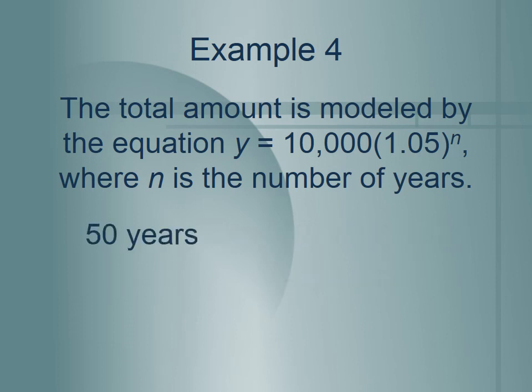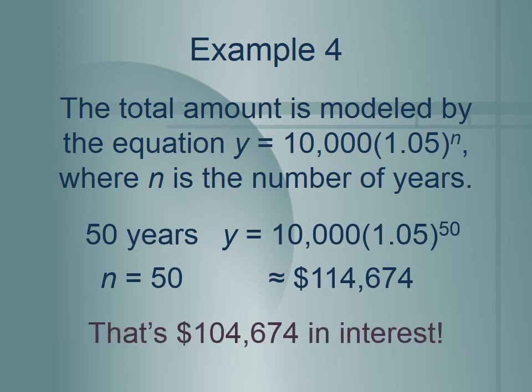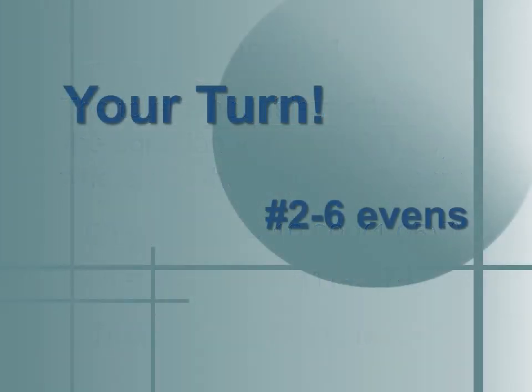What about 50 years? Well, n would be 50, right? So we plug into our calculator. Wow, it's a big number, $114,674. But remember, we started with $10,000. So the actual amount of interest is minus 10,000, so $104,674. That's how much money we earned in our interest account. All right, go ahead and try 2 through 6 evens.